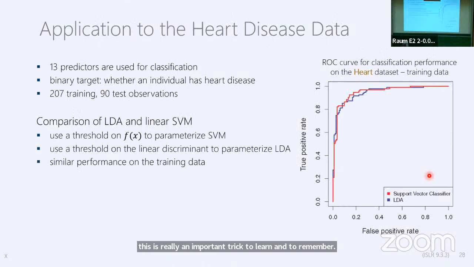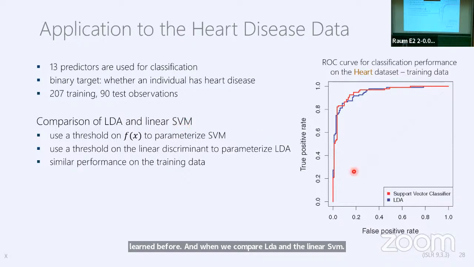Okay, let's look at one example where we've applied SVM to the heart disease data. You know this data set from the previous lectures. Again, we have 13 predictors. We're fitting a binary problem, a binary target, where essentially we try to predict whether the individual has heart disease or not. And we have around 200 training instances and 90 test instances. And what we look at here is that we compare the LDA that we've learned before and the linear SVM.